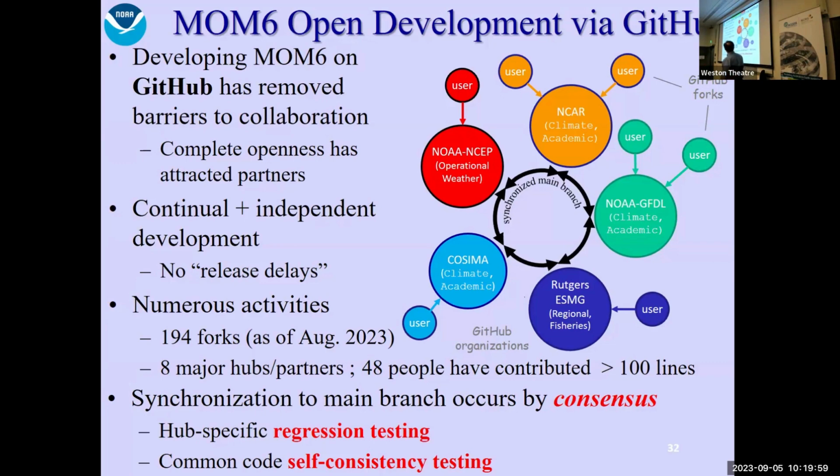And we're now at a point where we've had more than 48 people contribute more than 100 lines of code. We have 8 major groups working on it. So developments that are happening at NCAR are made available essentially either immediately or, if you wait for the synchronization of the main branch, after a few months, to GFDL or POSIMA.